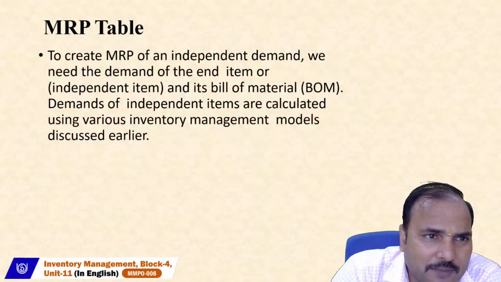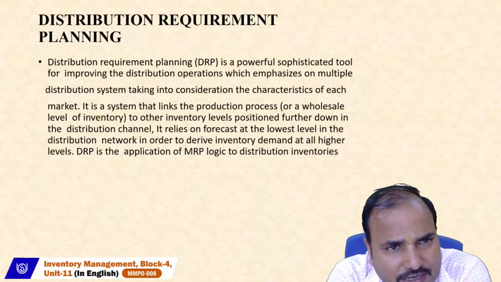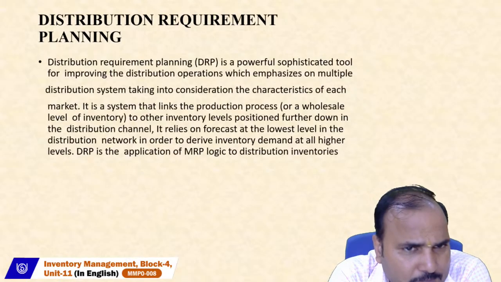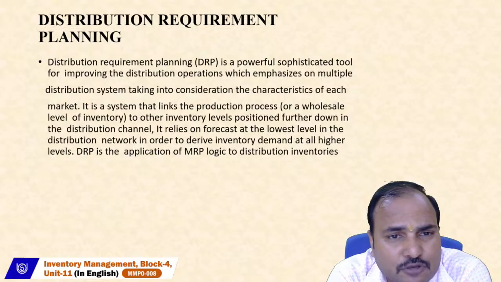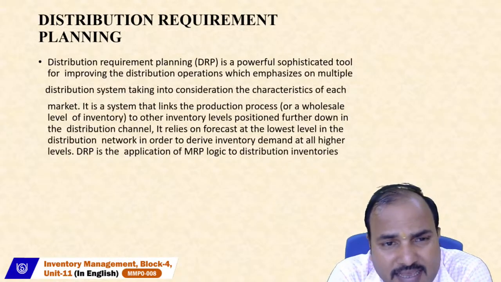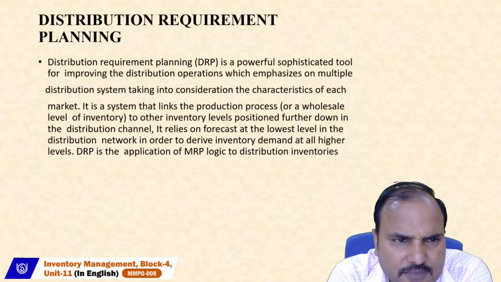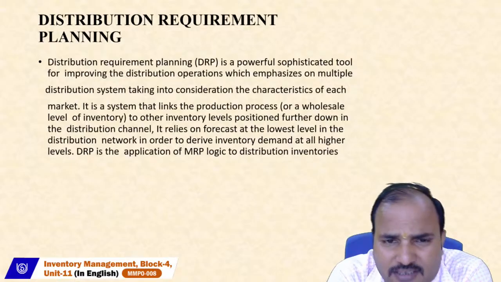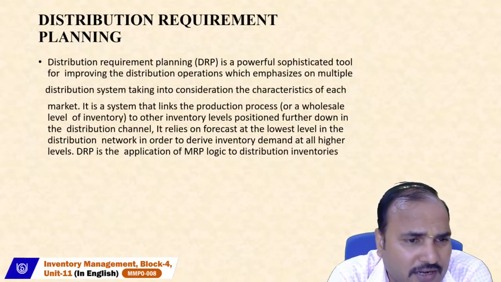Then we have discussed the MRP table, and also after that we have discussed the distribution requirement planning. Here it is a powerful, sophisticated tool for improving the distribution operations, which emphasizes multiple distribution systems, taking into consideration the characteristics of each market. And it is a system that links the production process to the inventory level or position further down in the distribution channel.